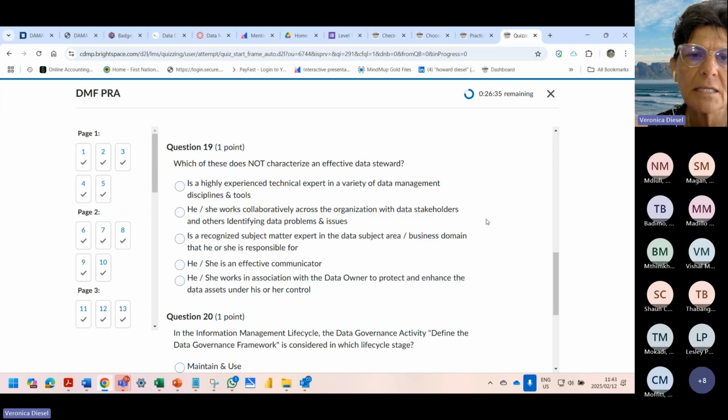Which of these does not characterize an effective data steward? Yeah, we can hear her. Let me come back. The first one, yes. First one, yes.